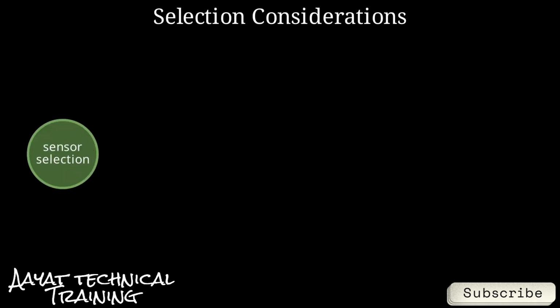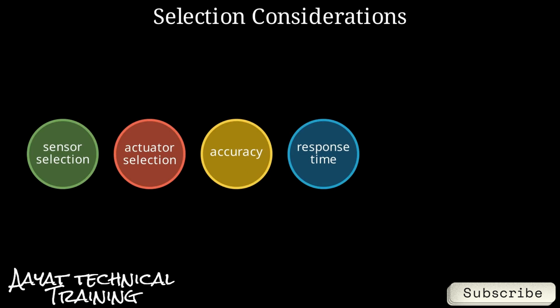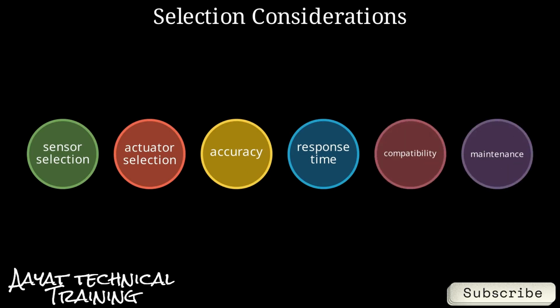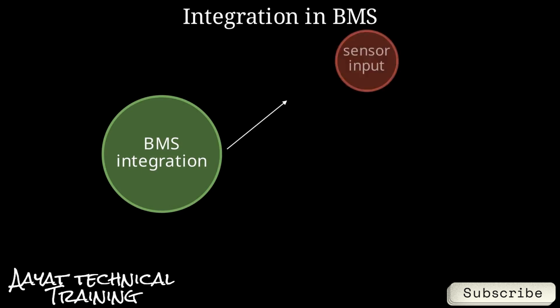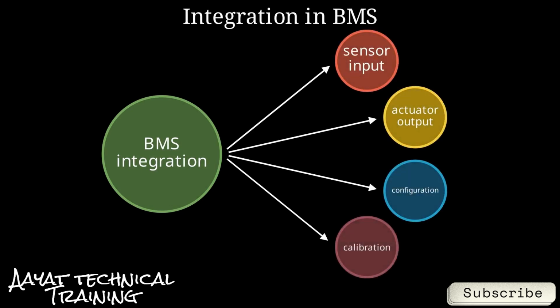When selecting sensors and actuators, consider accuracy, response time, environmental rating, compatibility with control signals, and maintenance requirements. For example, temperature sensors should have plus or minus 0.5 degrees C accuracy, and actuators should match the required stroke or torque. Sensors are connected to analog or digital inputs on the DDC controller, while actuators connect to analog or digital outputs. Configuration and calibration are performed via BMS software, and devices are often linked to alarms, trends, and schedules.